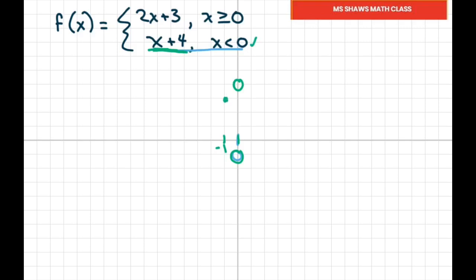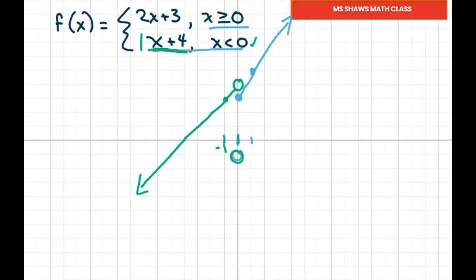And all I need is 2 points. I notice the slope is 1. These are linear, so you only need 2 points, basically. So that's what the left side of 0 looks like. Now, on the right side of 0, we plug in 0, and we get 3, but it can equal it, so that's shaded in. And if I plug in 1, that's going to map to 5. So basically, when you draw it, you get this.